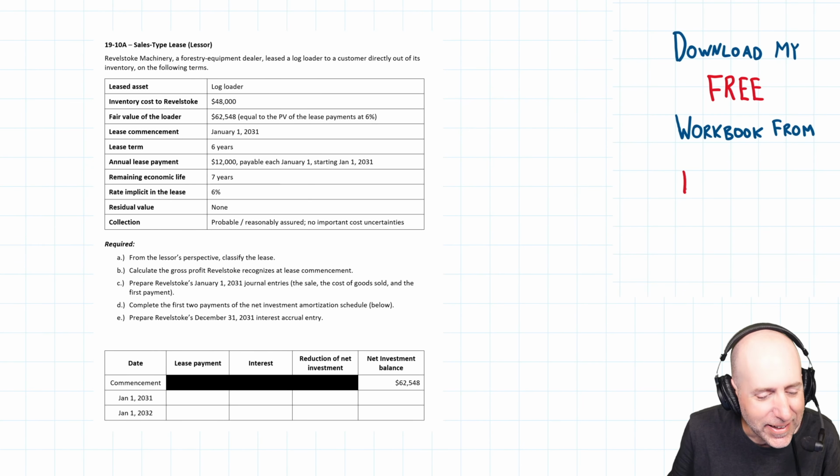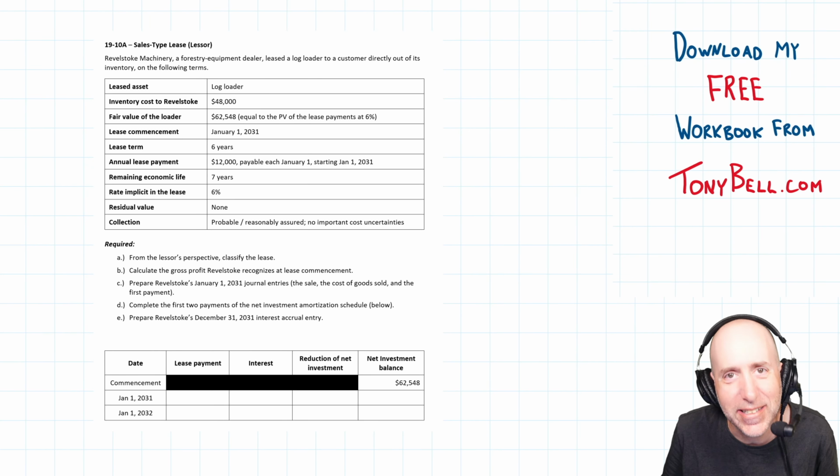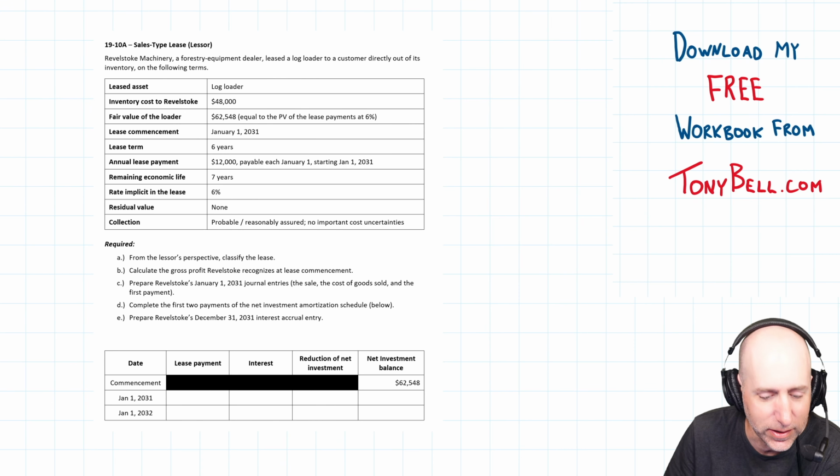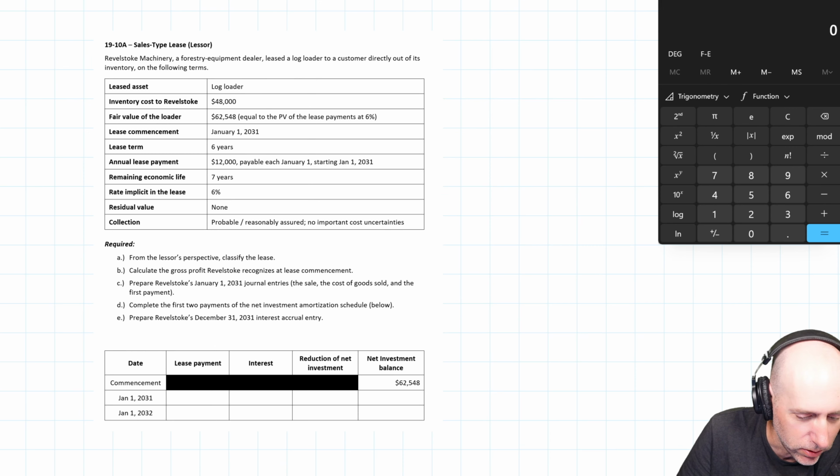Let's jump into problem 1910A. We are looking at a sales type lease, and we're going to do the lessor accounting for that sales type lease. So Revelstoke Machinery, a forestry equipment dealer, leased a log loader to a customer directly out of its inventory on the following terms. And so we have this log loader.